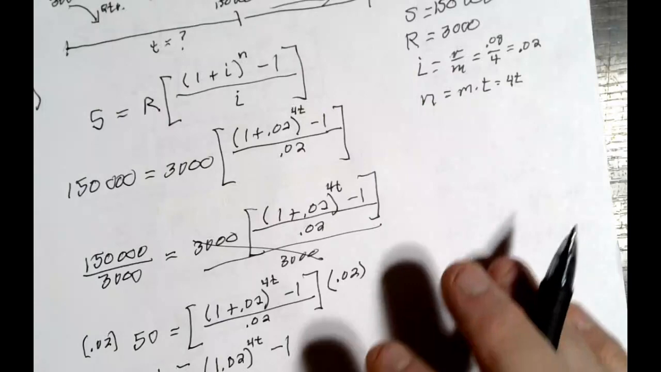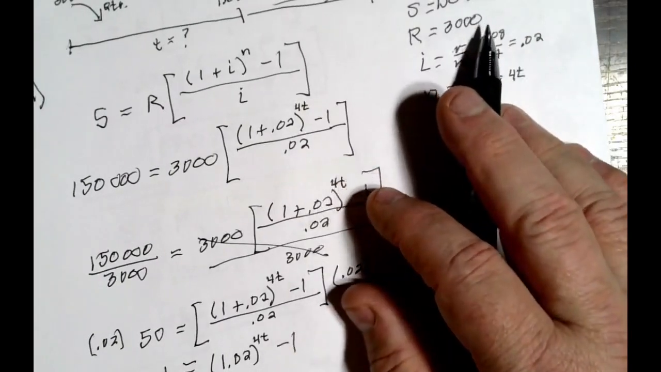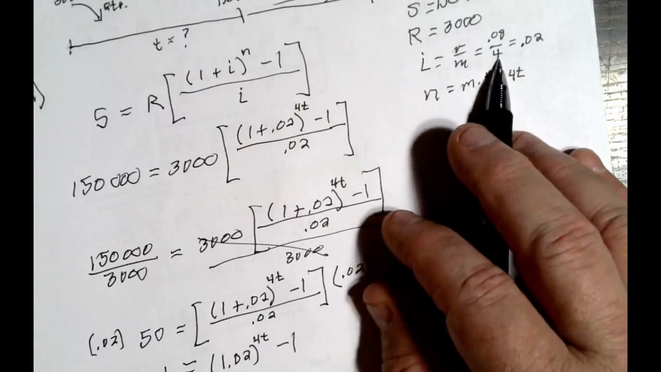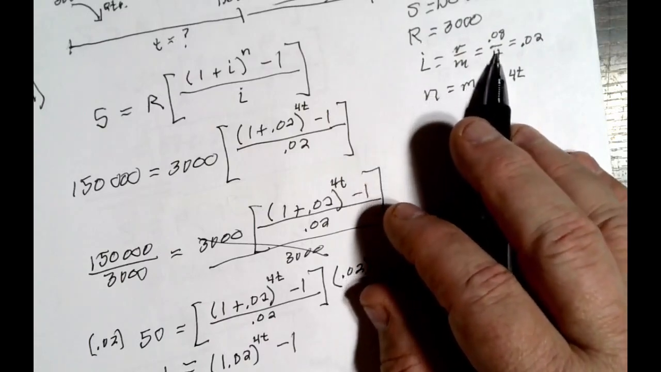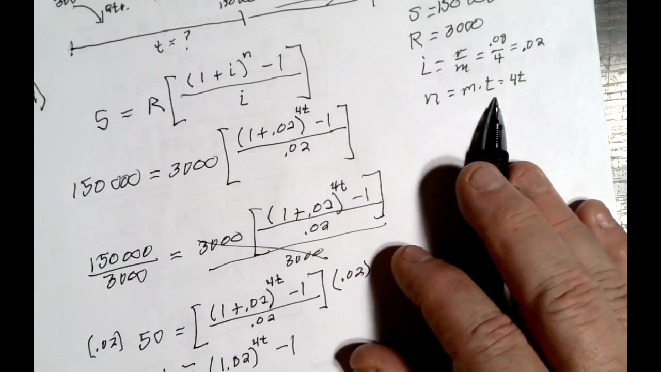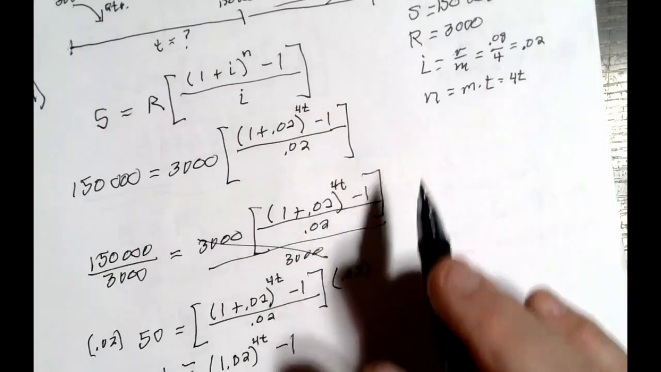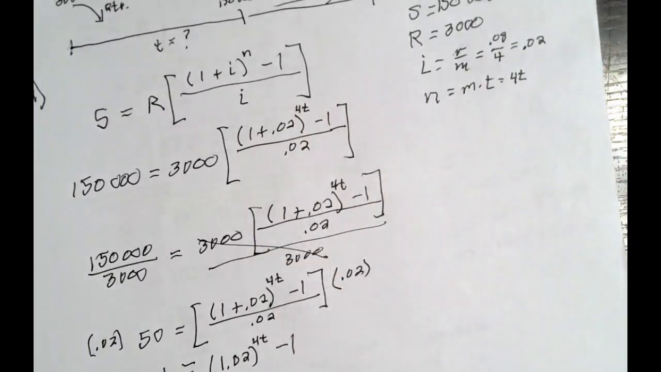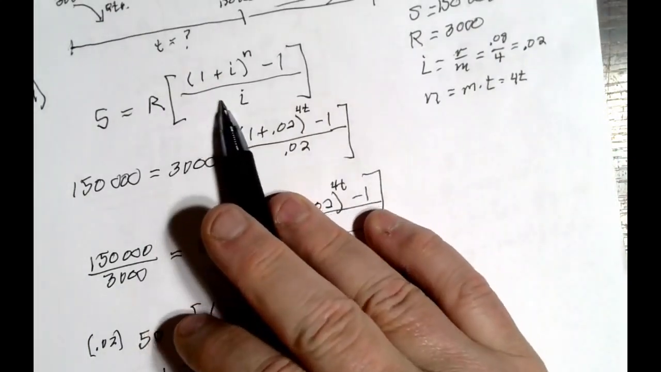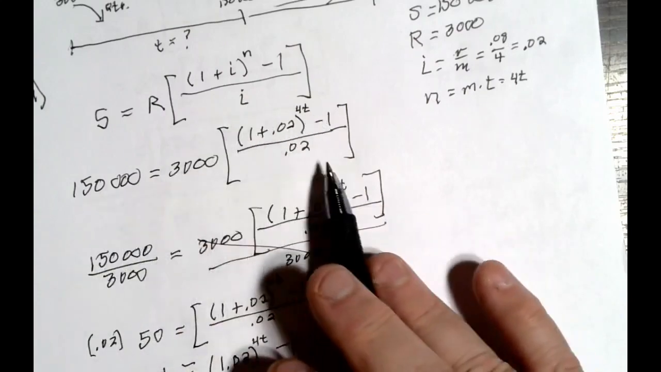43. A small business owner contributes $3,000 at the end of each quarter. So quarterly, 8%, so 0.08 over 4. Quarterly, so that's 4 times T, and we don't know what T is. He wants to have $150,000 at the end. Alright, so you know it's a regular old annuity, and the only thing you don't know is T, so you plug in everything you know.